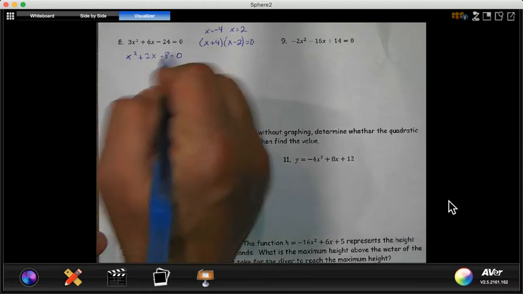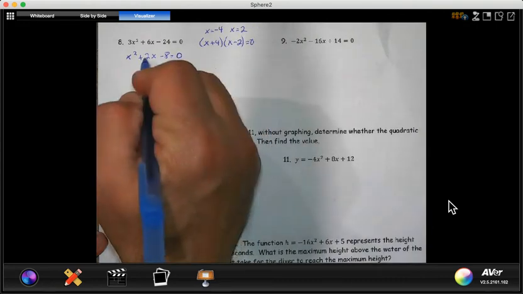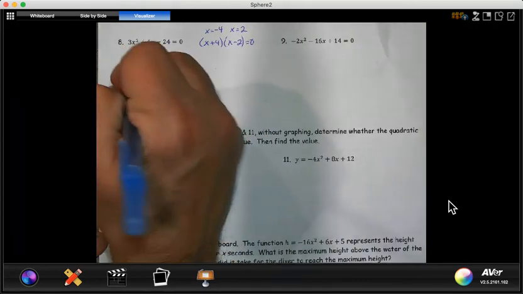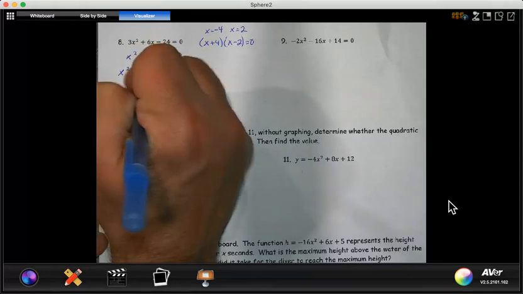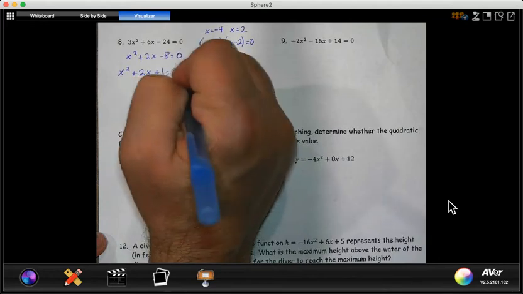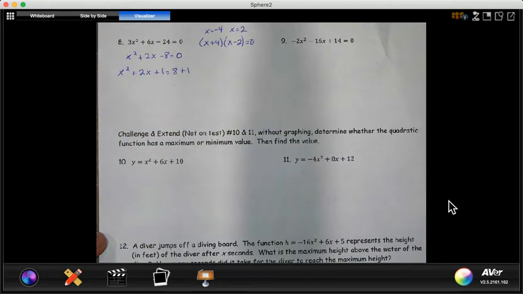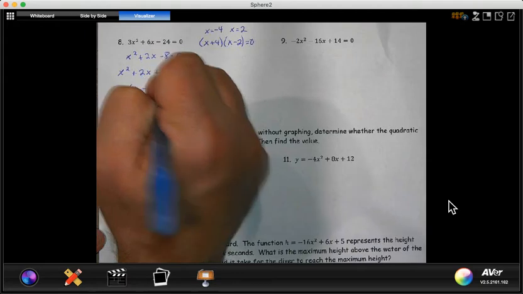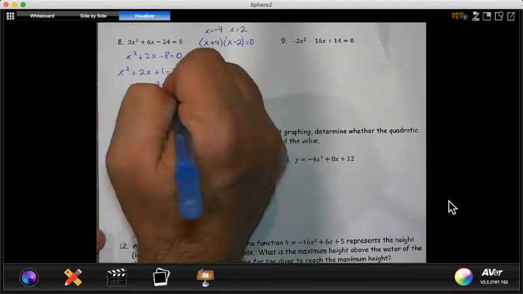So we're going to add 8 to the other side, and then take half of 2 is 1, 1 squared is 1. So we're going to add 1 to both sides. So x squared plus 2x plus 1. Add 8 to both sides, and then I have to add 1 to balance. It's got to be detailed and pay attention to your numbers. Factor the left, that's x plus 1 squared. 8 plus 1 is 9.